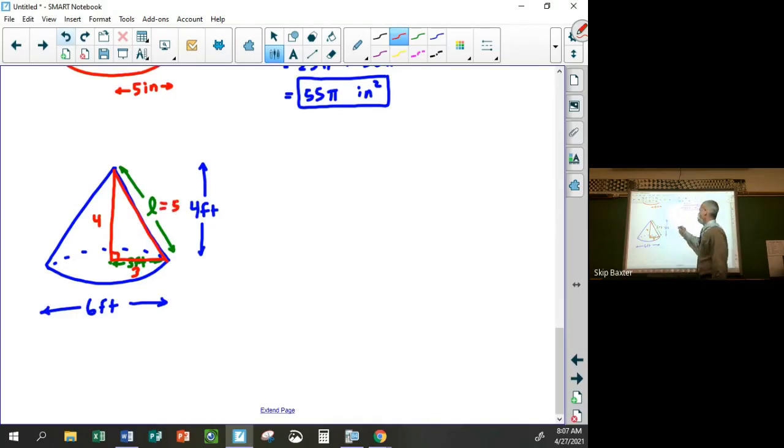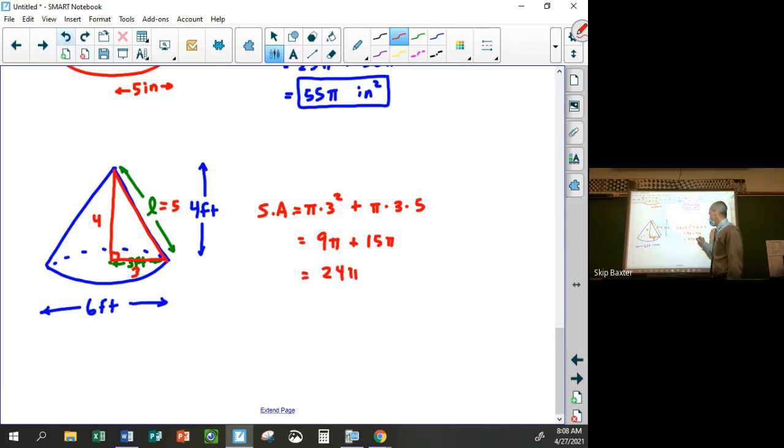Now you can do the formula. So the surface area here would be pi r squared, pi times 3 squared, plus pi r L, pi times 3 times 5. So this is 9 pi plus 15 pi. The answer is 24 pi square feet.